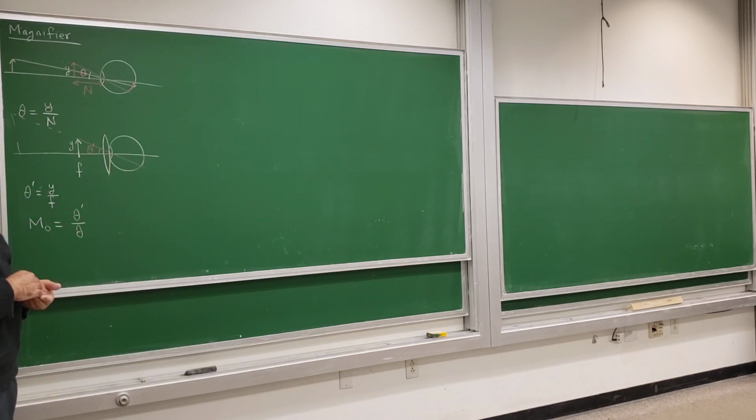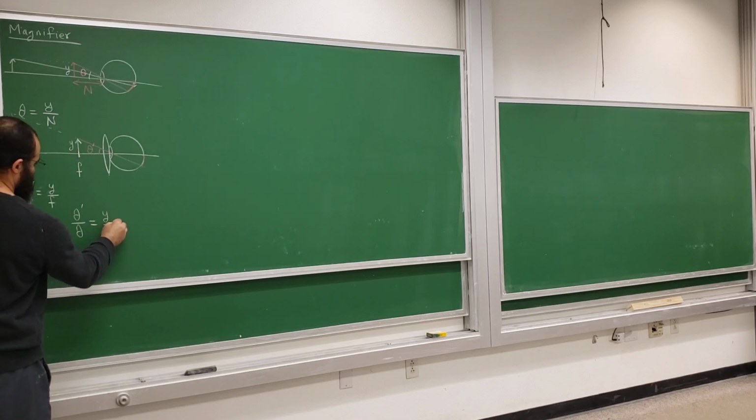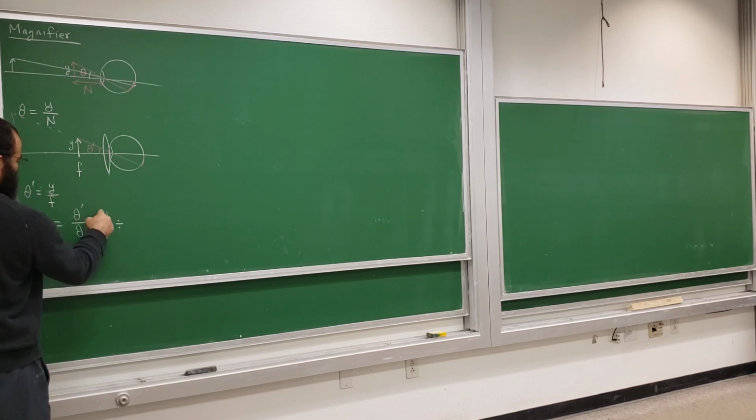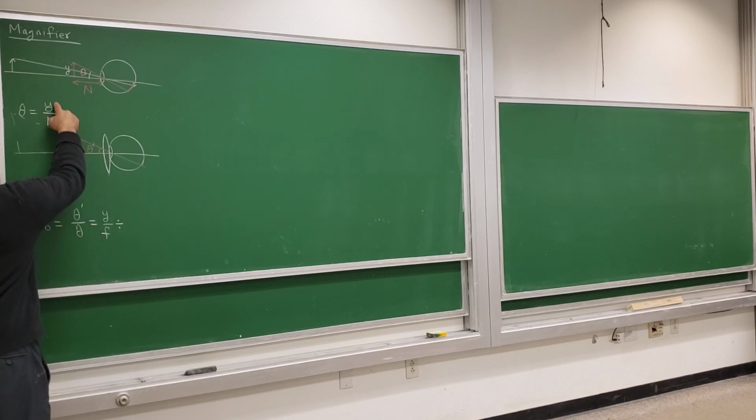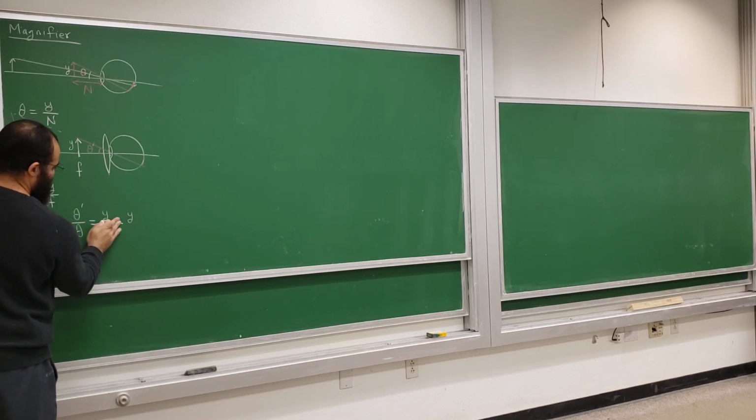Is that clear? All right. So theta over theta prime, let's see what we get. Theta prime is y over f, and then divided by theta prime over theta. What's theta? Y over n. Well, if you divide, you're multiplying by the reciprocal.